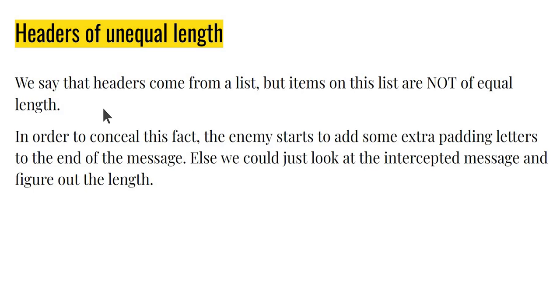We say that the headers not only come from a list, but in fact, the items on this list are not of equal length. However, remember, the enemy doesn't want to give away anything just like that. So in order to conceal the fact that these headers have different lengths, the enemy adds some extra padding letters. Because if we just did not do that, then all we need to do at our side is to look at the length of these letters, and we would know exactly what header was being used, right? Or we can narrow down quite a bit. Now the enemy doesn't want that. He wants to make it very foolproof. So he basically goes ahead and adds, let's say, a bunch of padding letters to this message.